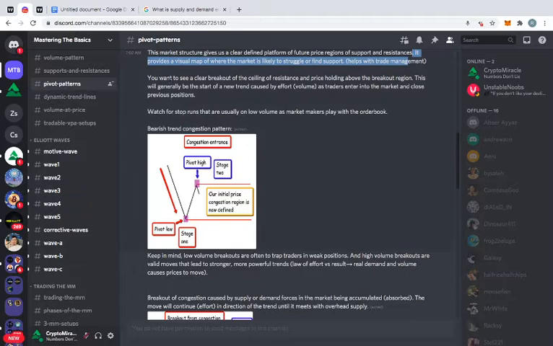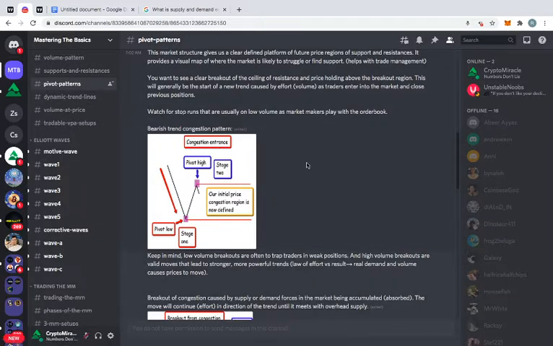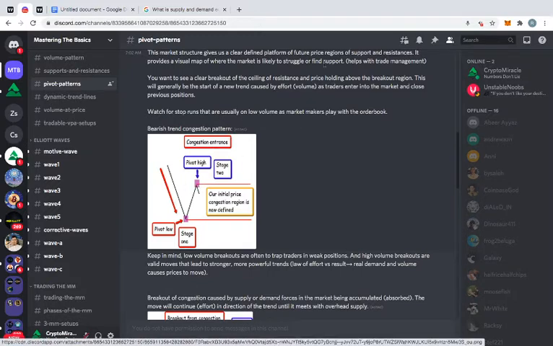And so you want to see a clear breakout of the ceiling of resistance, the price holding above the breakout. This will generally be the start of a new trend caused by volume. So it's all about the cause, right? Look at this one. This is a downtrend, right? 50% entry coming downwards. So these guys don't know each other, but they're using the same principles of the markets, right? So it's important, that 50% or the G spot, the golden ratio type deal.